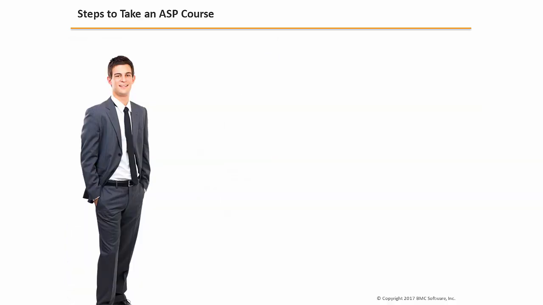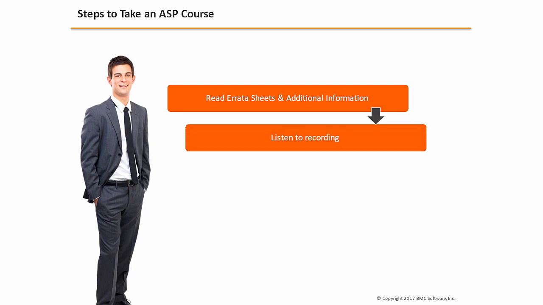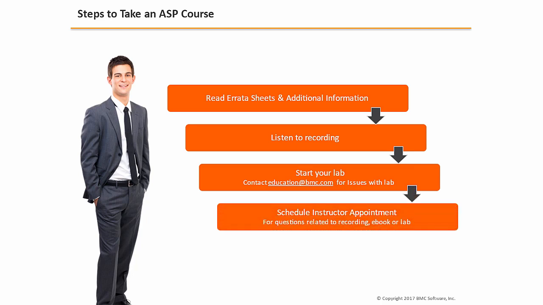Always perform these steps to take an ASP course. Read errata sheets and additional information at the beginning of the curriculum. Listen to the recording, making sure that you listen to the lab introduction by the instructor. Start your lab. For any issues with the lab, send an email to education@bmc.com. Schedule instructor appointment for any questions related to recording, ebook, or lab.